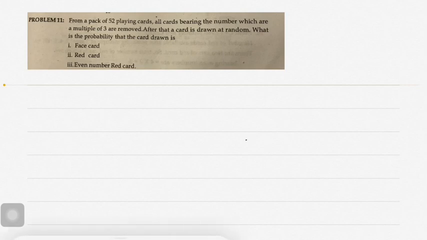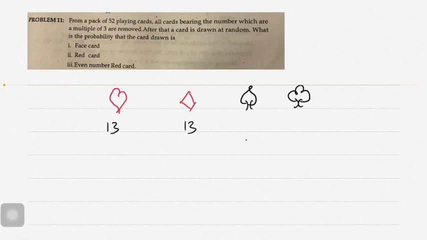3 are removed. Fine. So in a playing card there are 4 signs, which are hearts, diamond, spade and club. Right? Everybody has 13 cards each, which makes it 52. Correct? Ace, 2, 3, 4, 5, 6, 7, 8, 9, 10, and then Jack, Queen and King. Right? So every sign has 13 cards.